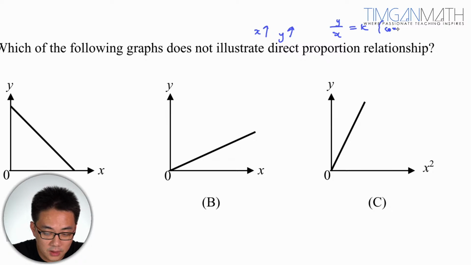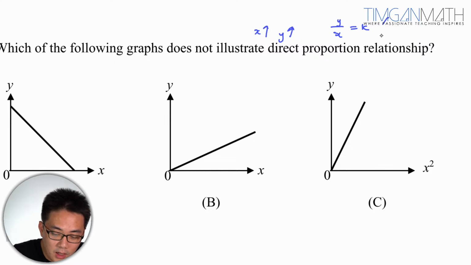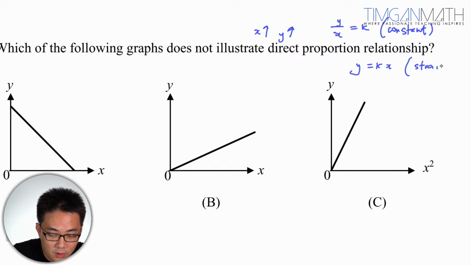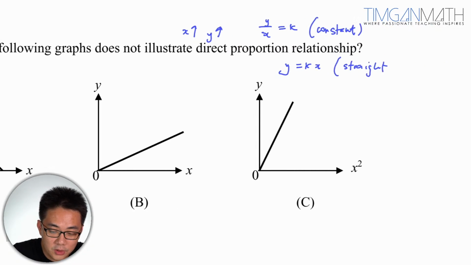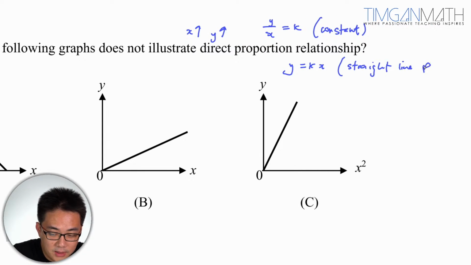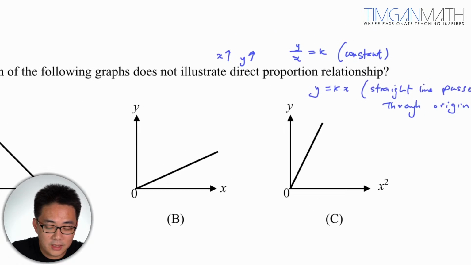Alright, so this is a constant here. This has to be a constant. And if this is a constant, what will happen is y equals kx. y equals kx is actually a straight line. No matter how you do it, this will be a straight line that passes through the origin. So it really doesn't matter what your k is.